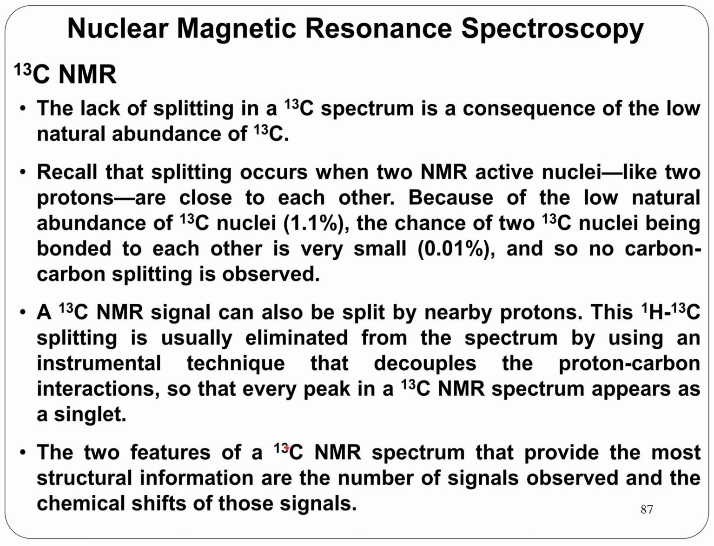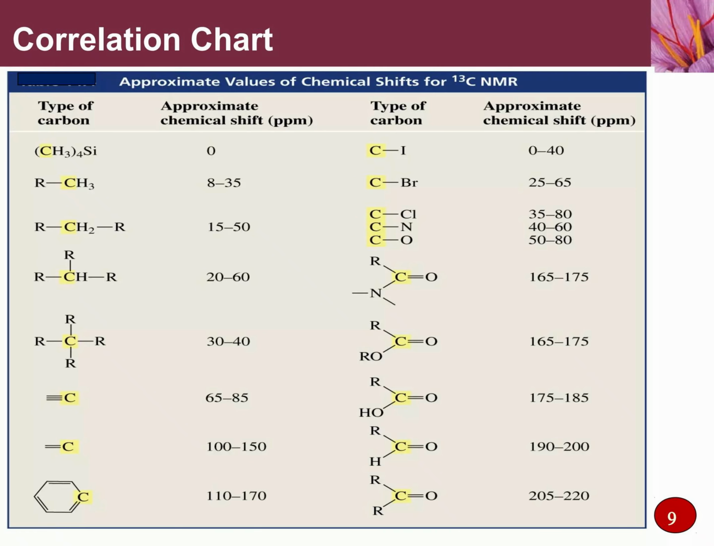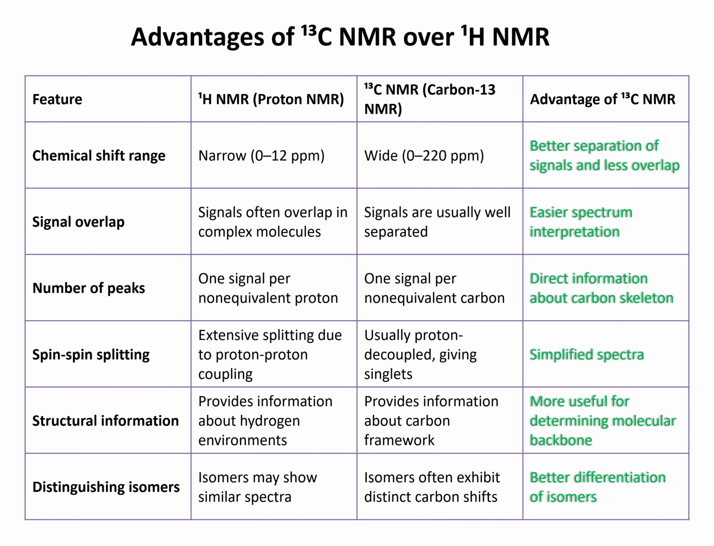The two features of the carbon NMR spectrum that provide the most structural information are the number of signals observed and the chemical shift of those signals. I have already shown this correlation chart. So here are some advantages of carbon NMR over proton NMR.